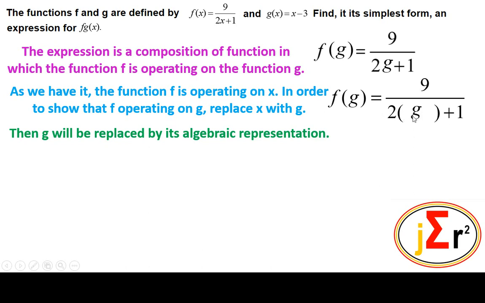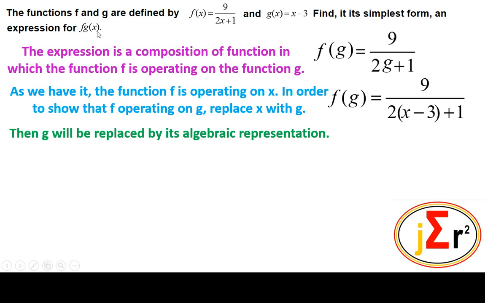Therefore, we will replace this with the algebraic representation of g, which is, of course, you can see that g of x is equal to x minus 3. Therefore, if we replace g with its algebraic representation, which is what we should do, then in the place of g that we have here, this is what we call an error correcting code. Why an error correcting code? Because if we proceed in this manner, we will not make the mistake of substituting the wrong function into the other.